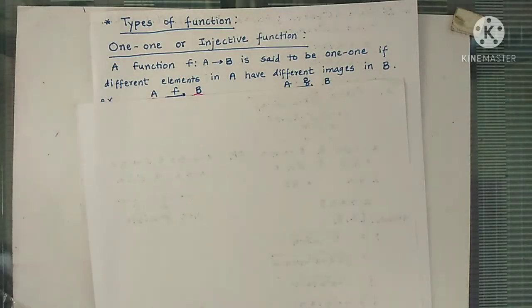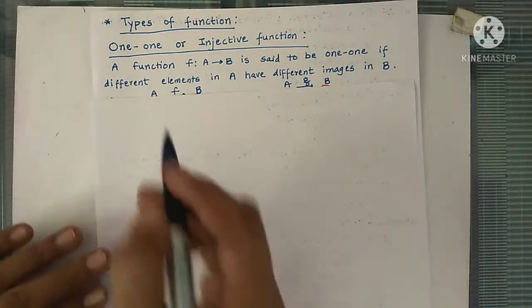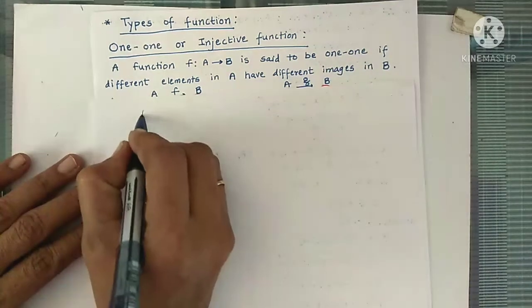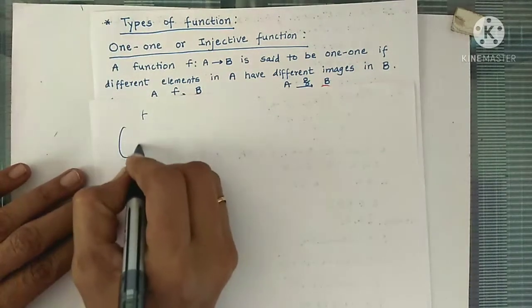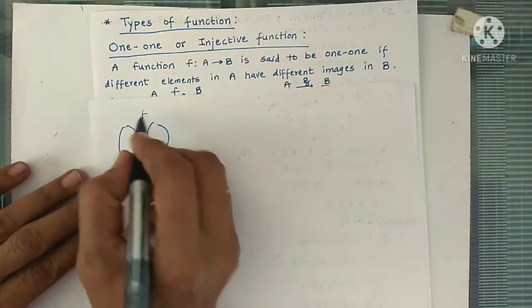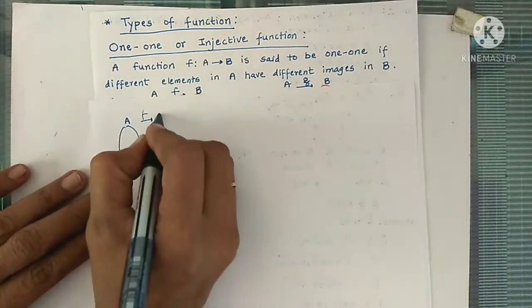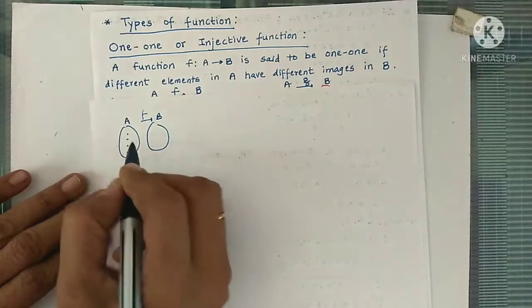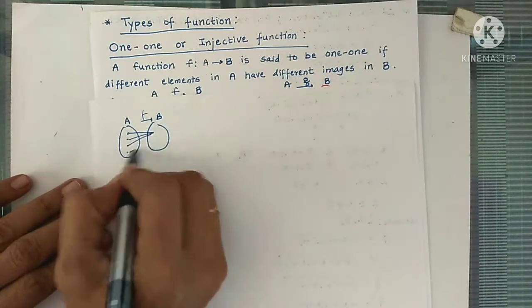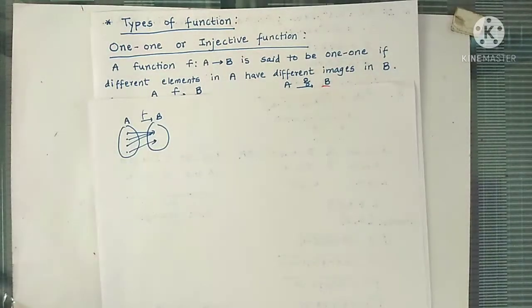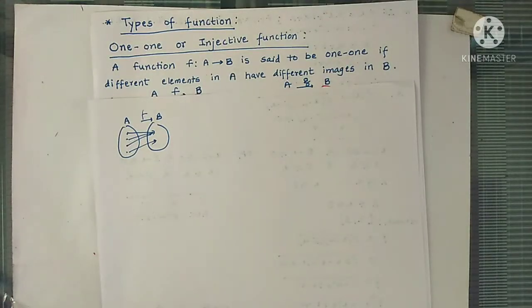Students, in the last video we have seen the definition of function and the domain and range of a function. So first of all, let's revise what a function is. A function from set A to set B is a relation such that every element of A is related to some element of set B. Okay.